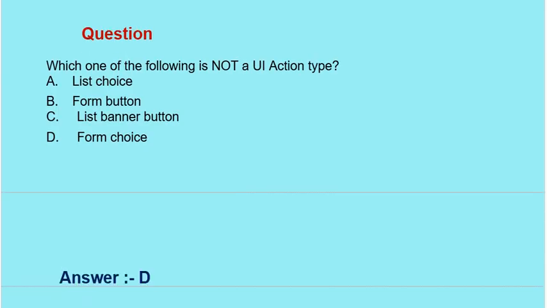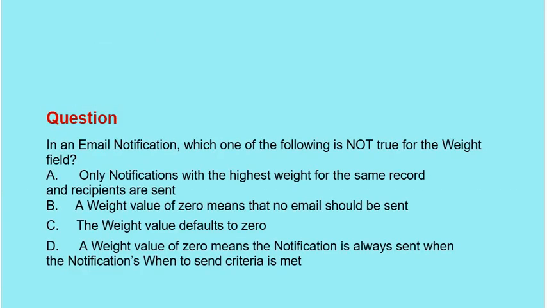Correct answer is option D. Question is in an email notification which one of the following is not true for the weight field? Option A, only notifications with the highest weight for the same record and recipients are sent. Option B, a weight value of 0 means that no email should be sent. Option C, the weight value defaults to 0. Option D, a weight value of 0 means the notification is always sent when the notification's when to send criteria is met.